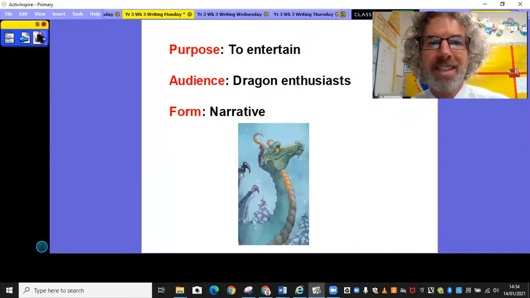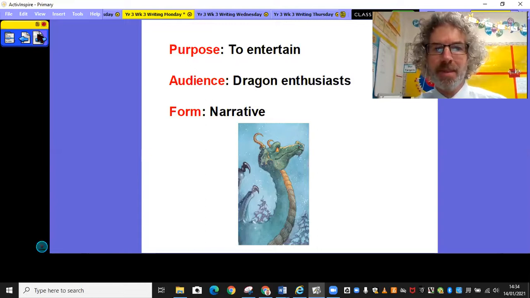The purpose of this writing is to entertain. The audience is anyone who's enthusiastic about dragons, could be an adult or a child, and the form is a narrative, which means we are going to be writing a story across the next couple of weeks.